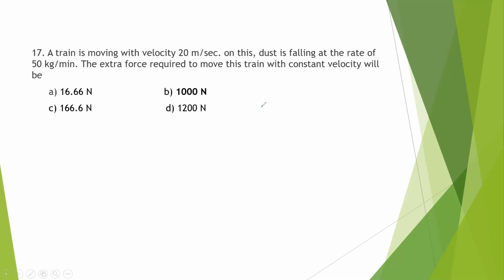Now, see, we know that force is equal to mass into acceleration. This acceleration can be written as the rate of change of velocity. So therefore, instead of writing this, I can write it as V into dm divided by dt. Right. So what is velocity? Velocity is 20 meter per second. No need to convert anything here. Okay, just write it as 20 into.